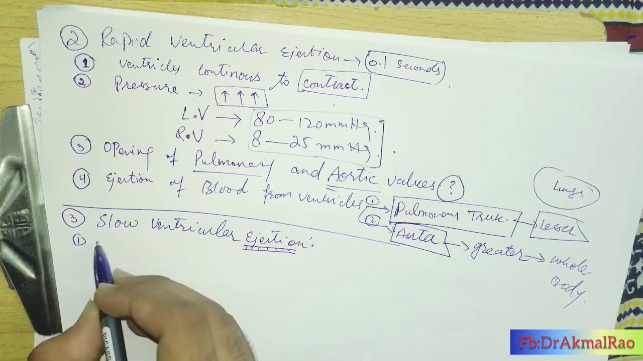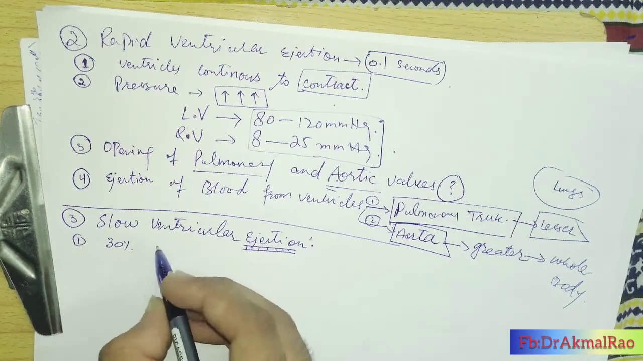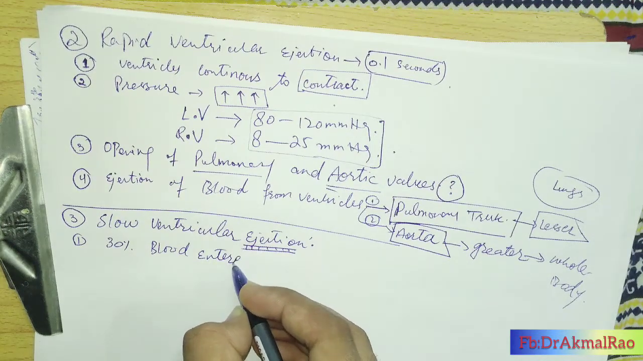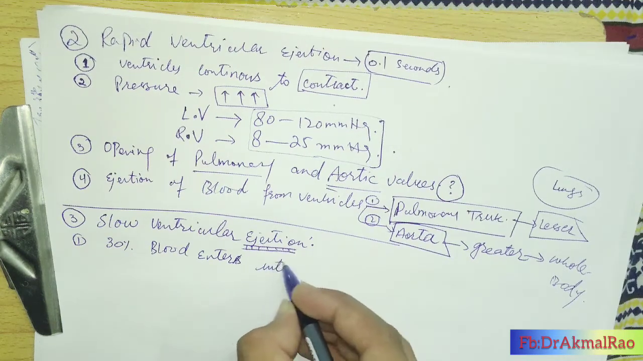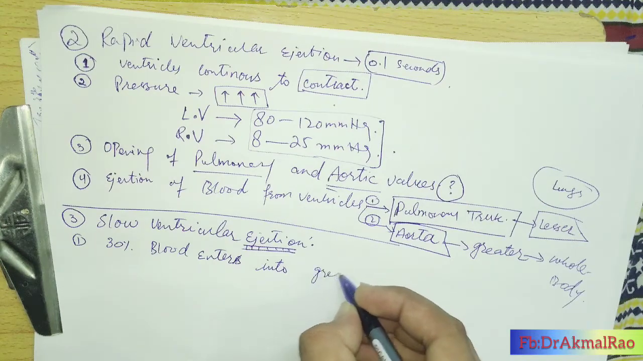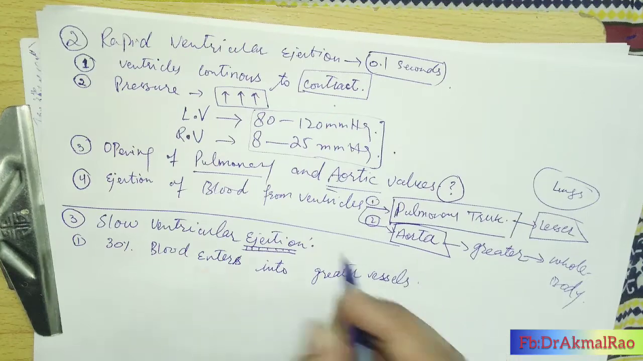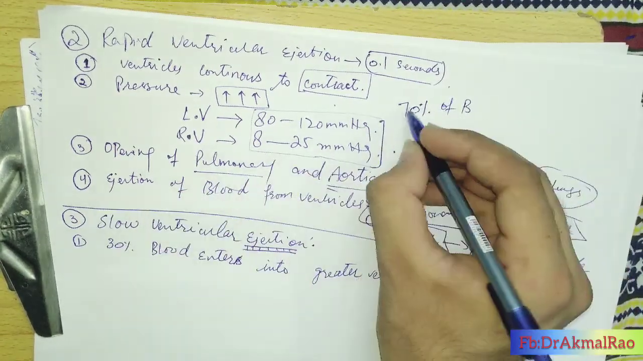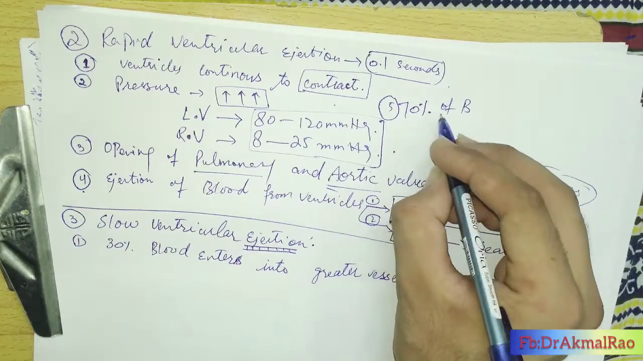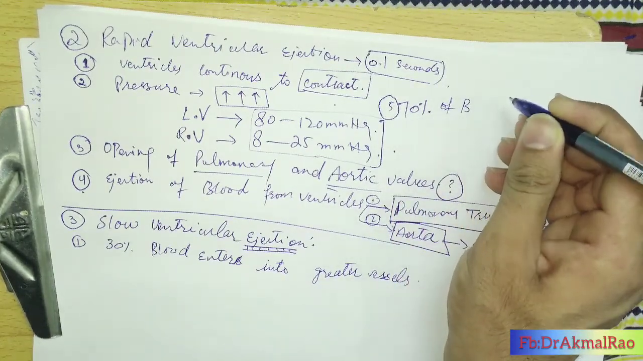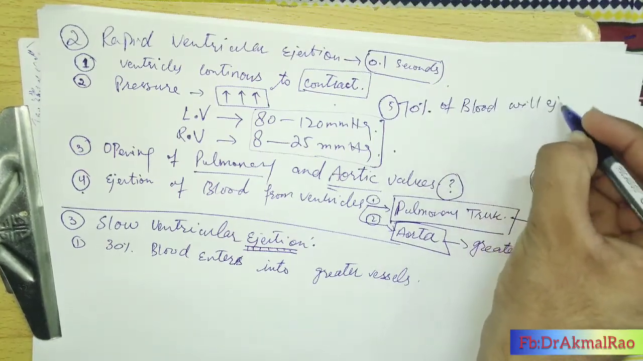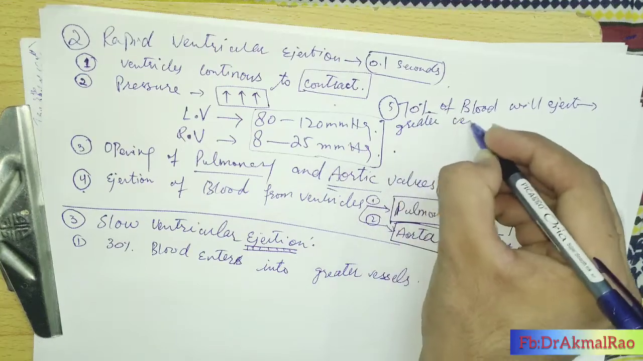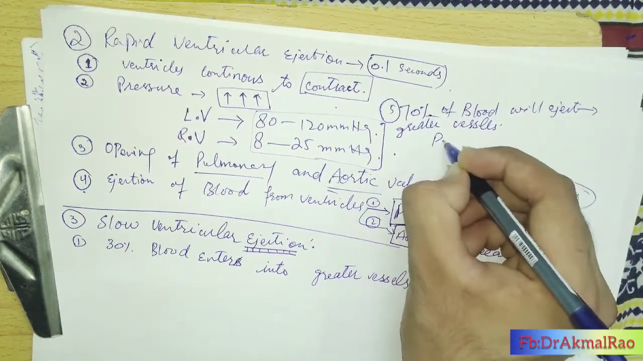In the rapid ventricular ejection phase, 70% of blood, you can add it like a fifth point, this was the fourth, 70% of blood will eject and enter into the great vessels like the pulmonary trunk and aorta.